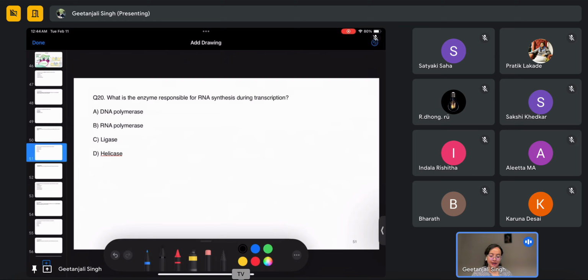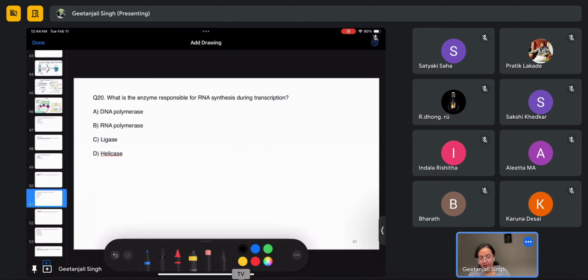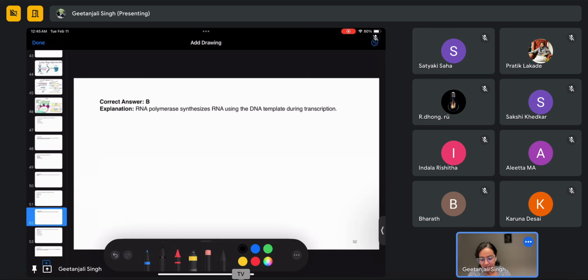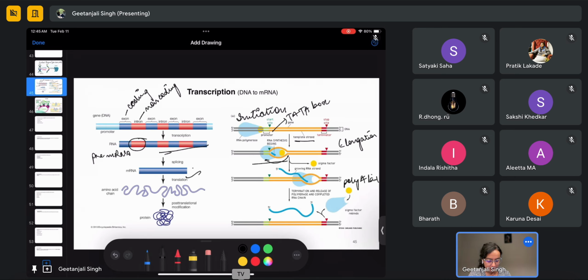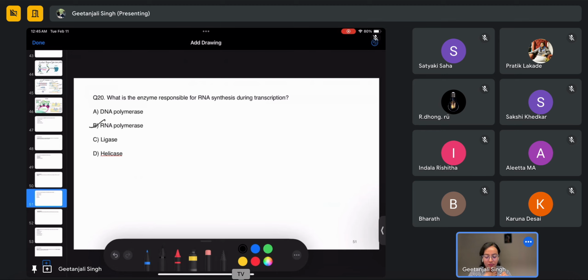What is the enzyme responsible for RNA synthesis during transcription? A, DNA polymerase, B, RNA polymerase, C, ligase, D, helicase. We just saw that in transcription there is only one enzyme responsible, which opens up the DNA, helps in the elongation process, and reseals it. That's RNA polymerase. You can see here, this is the enzyme that's catalyzing this entire process. So RNA polymerase is responsible for RNA synthesis during transcription.